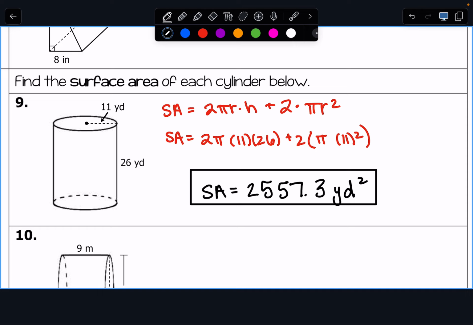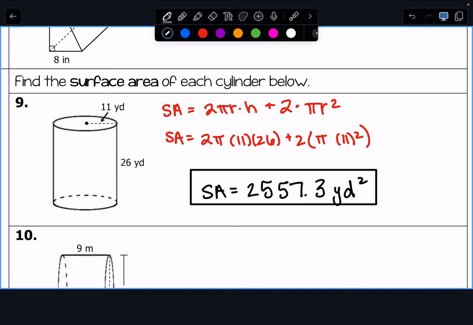Oh, wait, I can just look on the board, Chase. Eyeball. You don't know what you're doing. The area of a circle is... No, it's pi r squared. We do circumference over here. All right, 5, 4, 3, 2, 1. Are you able to get 2,557.3? Chase. Look what Chase is doing.